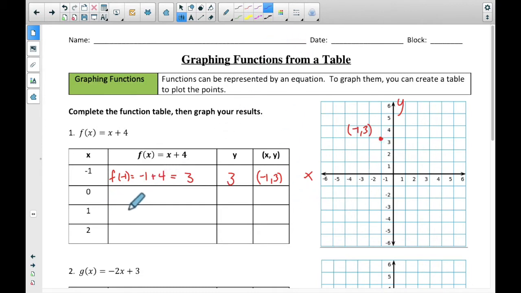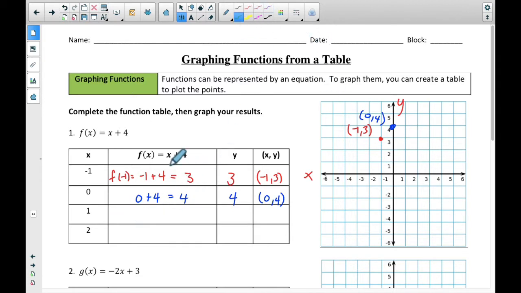All right, I'm going to do the same thing with 0. And you know what? I'm going to be a little bit lazy and skip this step with the f of x part. I'm just going to plug it in here. And it's going to be 0 plus 4, which is 4. So I put 4 in my y column. And so my coordinate is 0, 4. 0 here, 4 here. To graph that, I go to 0 on the x-axis, and I go up to 4, and I put my point there. So that is the point 0, 4. Now, you don't always have to label it like I'm doing. I'm just doing that so that you can see where I'm going.